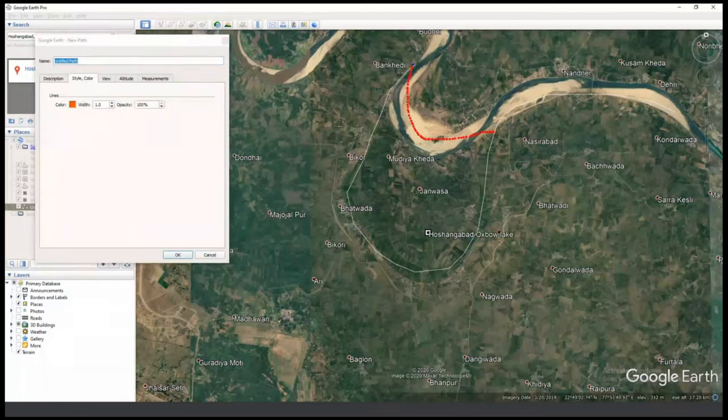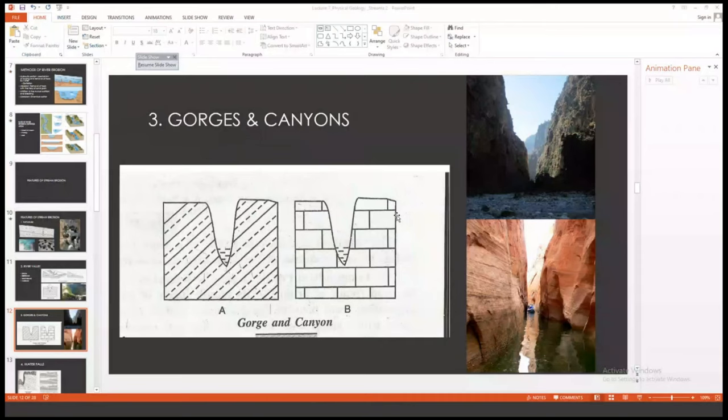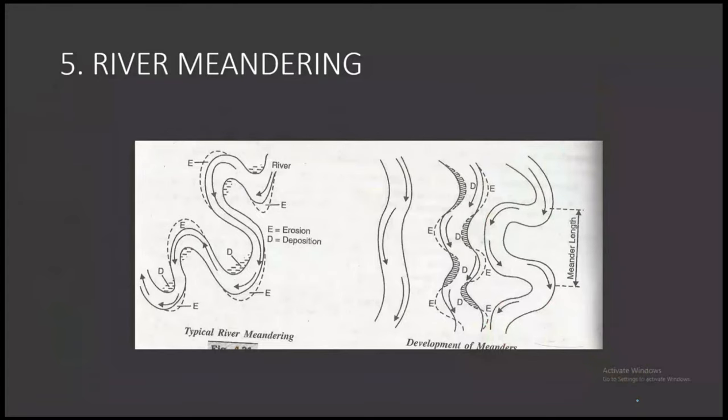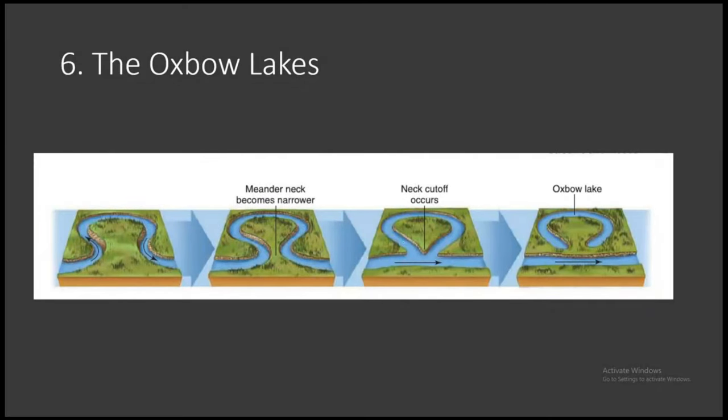So this portion of the channel which was left out by the river sometimes remains and stores some amount of water. The water stored in these left out channels, we call an oxbow lake. So an oxbow lake is a lake which is produced by a meander cutoff.